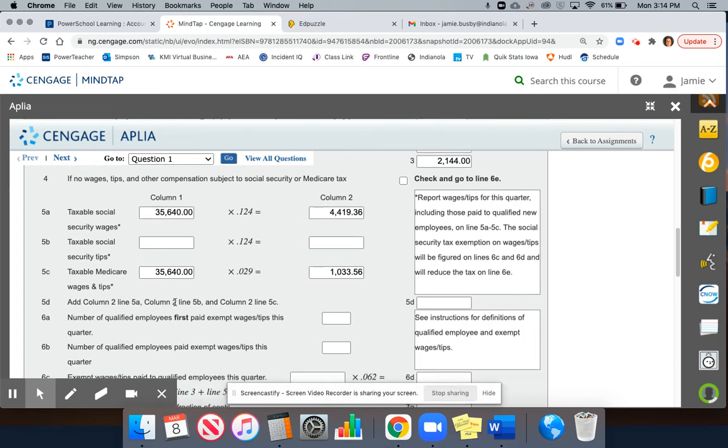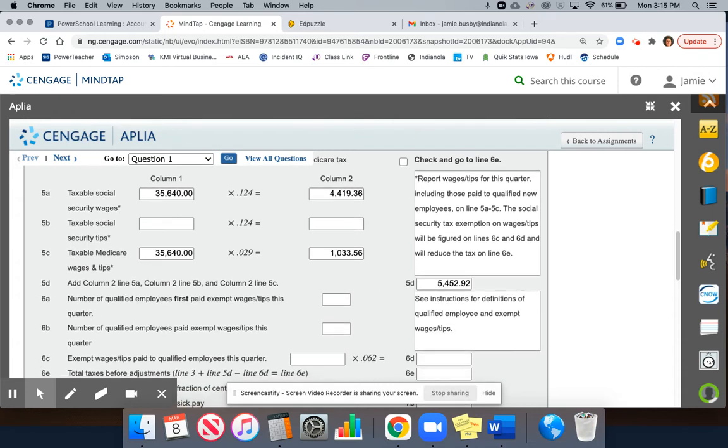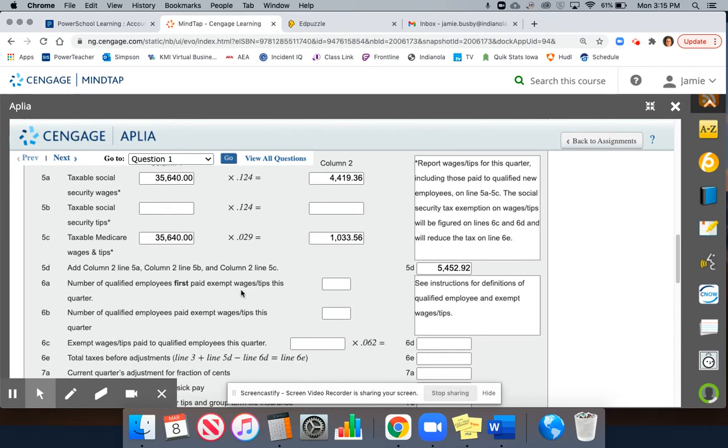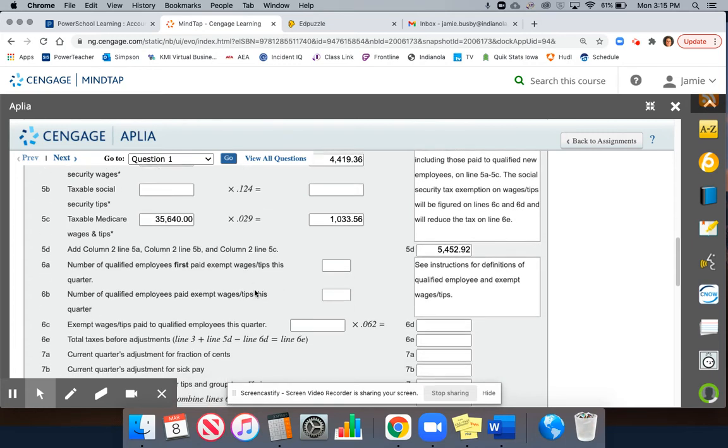Moving on to line 5D, it tells you to add columns 2, 5A, 5B, and 5C. So we have 2 numbers there. If we add those together, and now we're going to continue on reading through. Number of qualified employees first paid exempt wages tips this quarter. There's nothing in our instructions about that. Same thing for line 6B. Nothing in our instructions about qualified employees paid exempt.